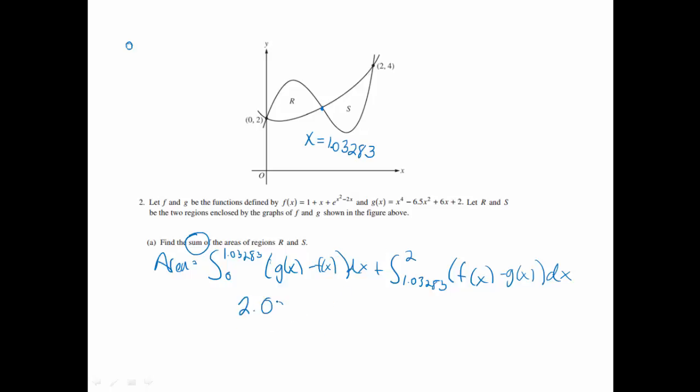When you do that, you're going to get 2.004. That was worth actually 4 points. You got 1 for getting the correct limits, so if you have the limits correct on both of those, you'd get a point. You're going to get 1 point for each integral that you set up, and then you're going to get 1 point for the correct answer.